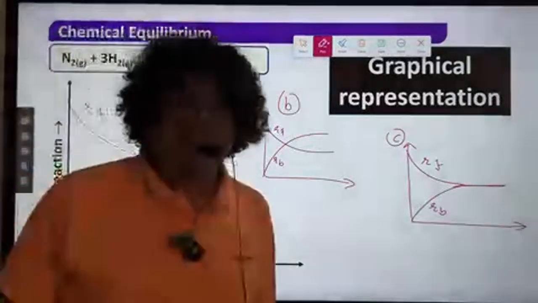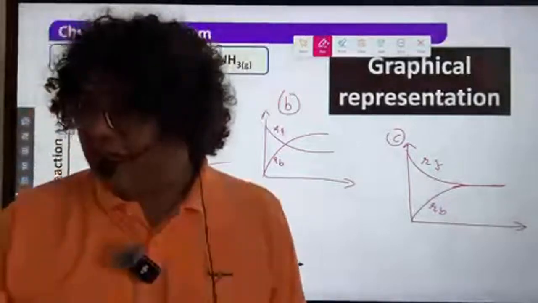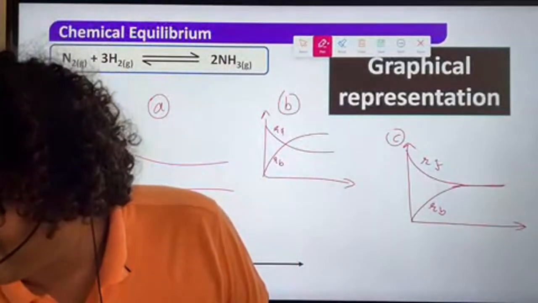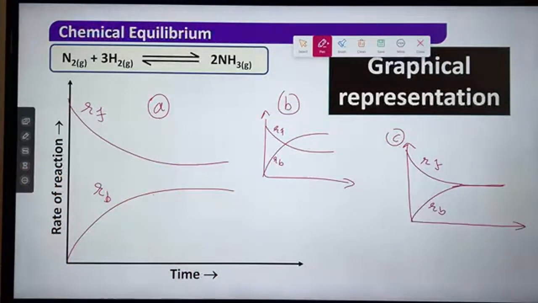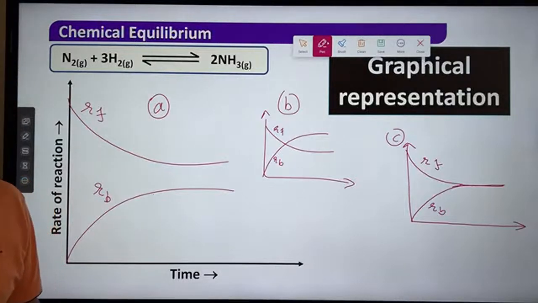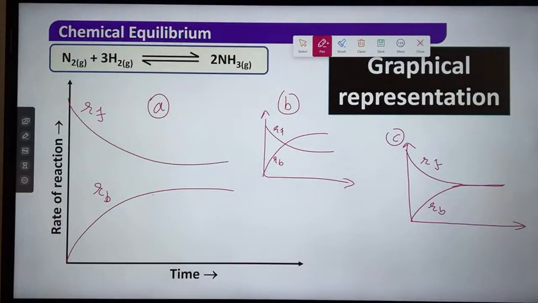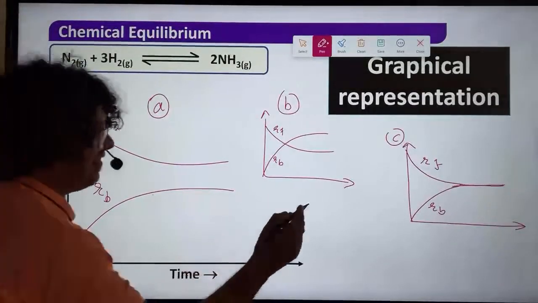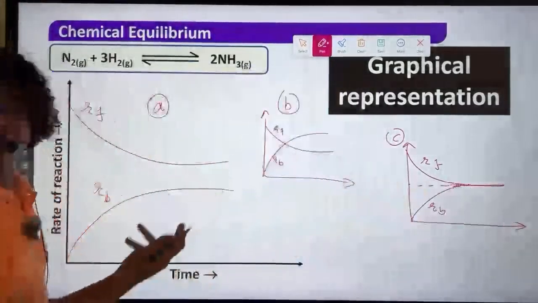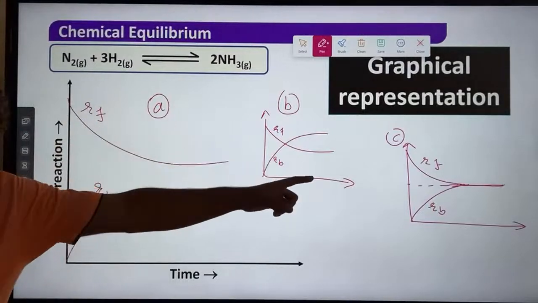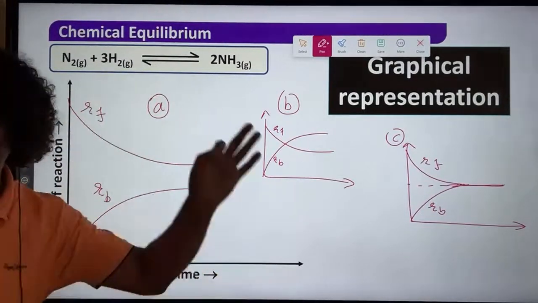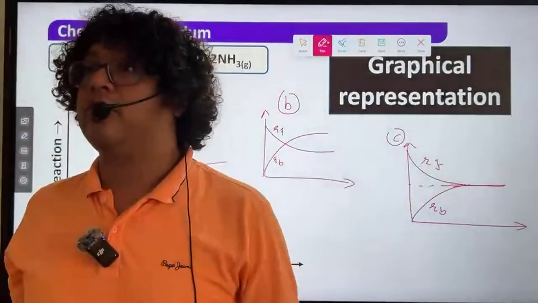So we started this chapter with Nihan saying rate of forward... this was the guy who defined it. Rate of forward and rate of backward have to be equal. The reason I ask you this is a question from me. This is the rate graph. Rate has to be equal. Rate of forward has to become equal to rate of backward.